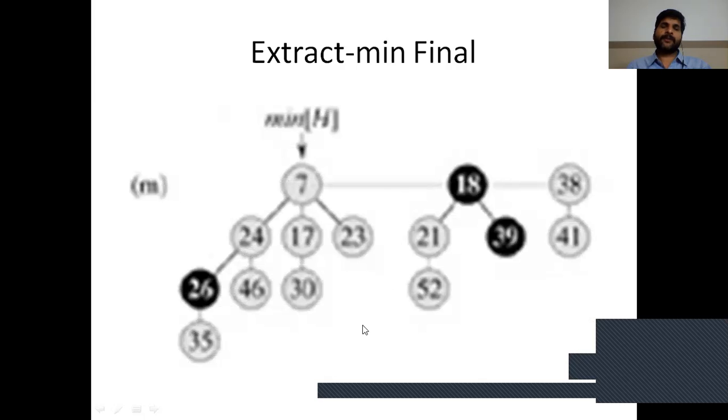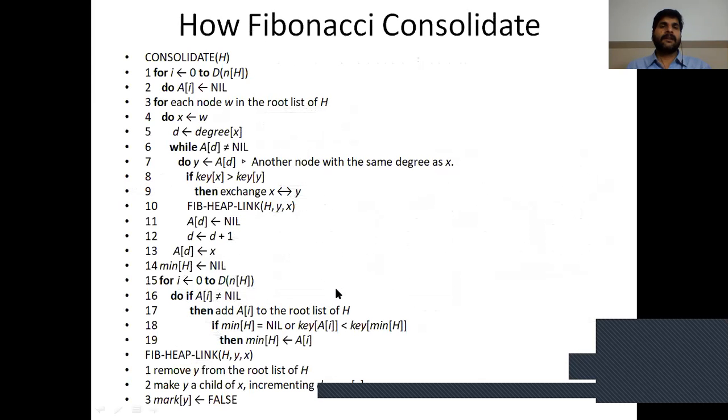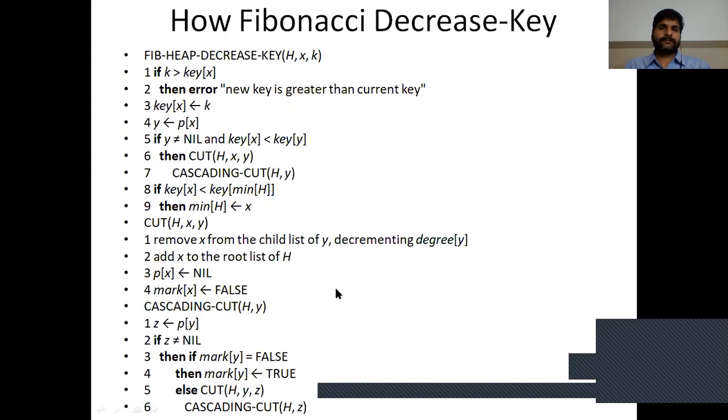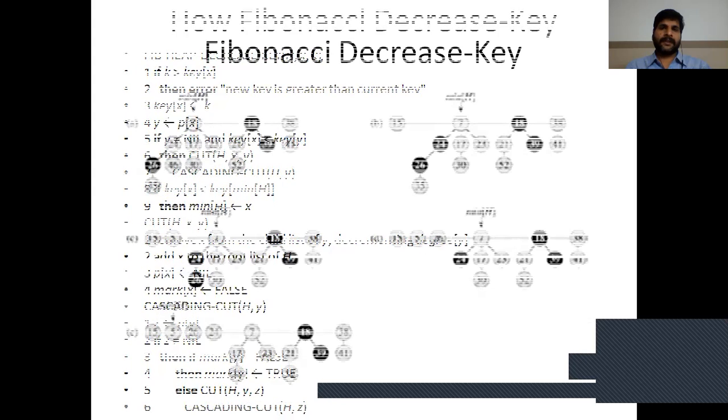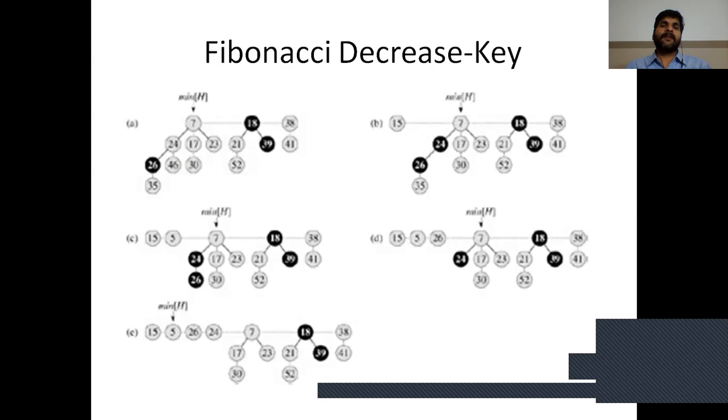Now min h equal to 7. Now this is the algorithm of decreasing key. So Fibonacci decreasing key works like that. Min h equal to 7 and 18, 38 is given. Suppose we want to decrease value of 26 to 5.